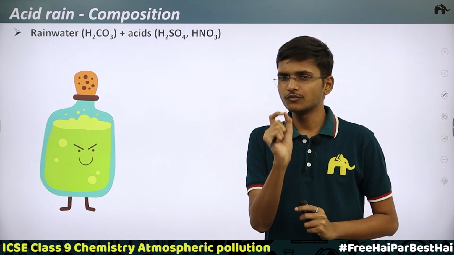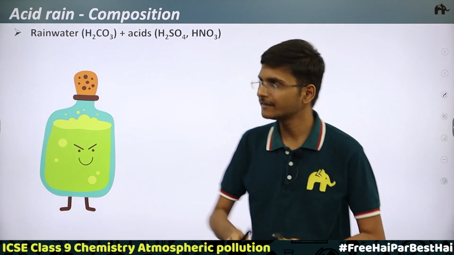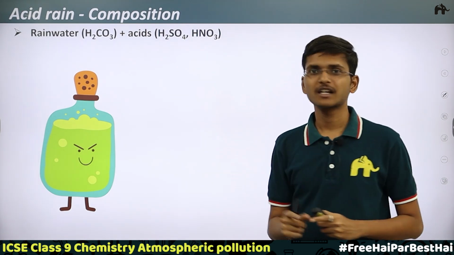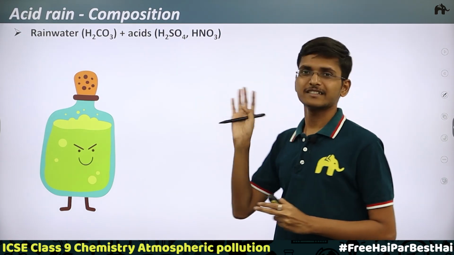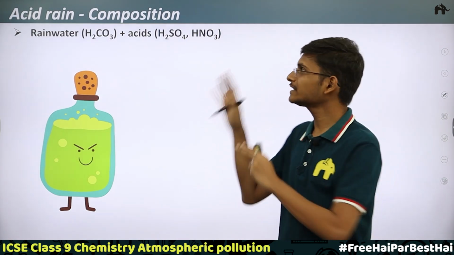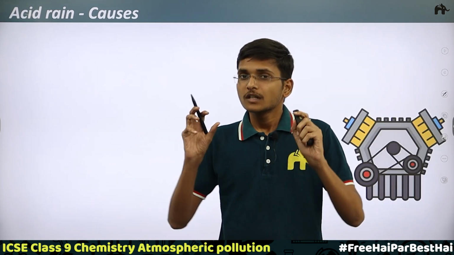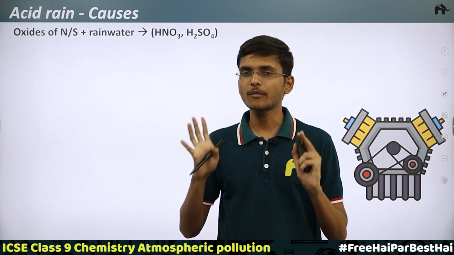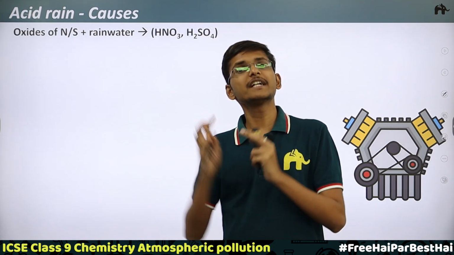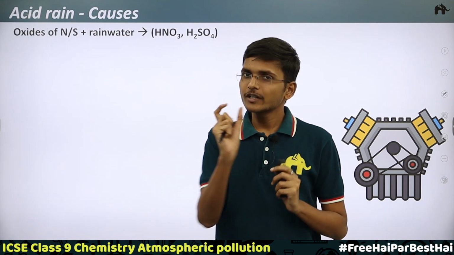This thing would strike in your mind, then the cause of acid rain should definitely be these acids, correct? Definitely the formation of these acids. Now let's focus on how these acids are formed, or just the cause of acid rain. How are these acids, sulfuric acid or nitric acid, formed in the atmosphere, which get mixed up with our rainwater, having carbonic acid? So let's see the story first.